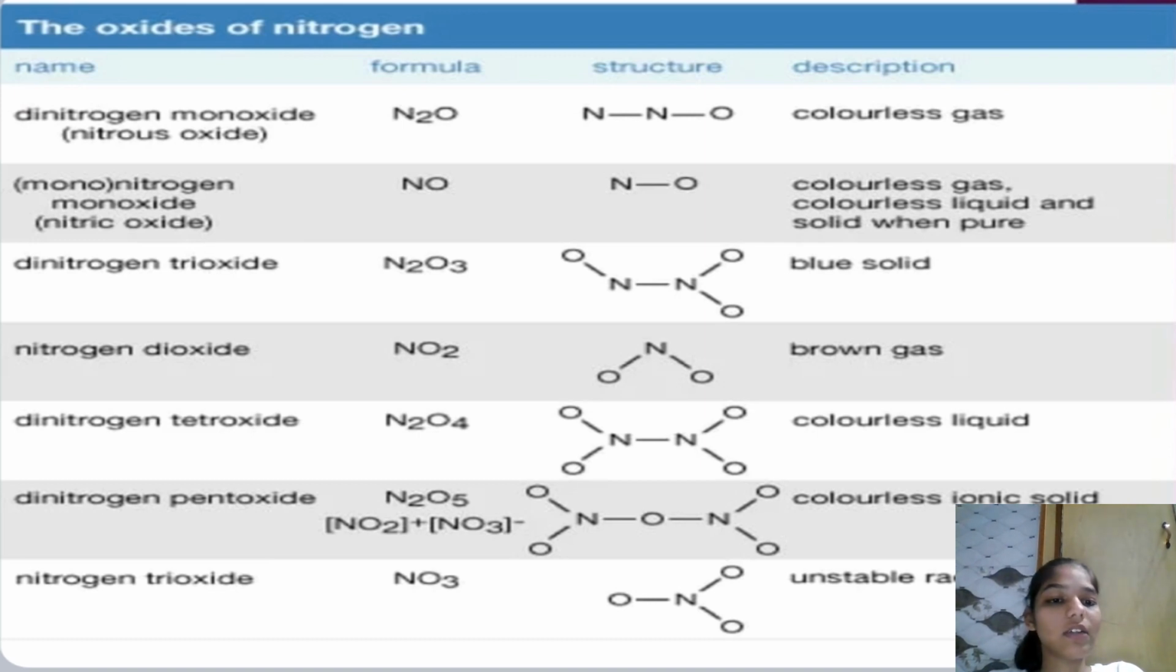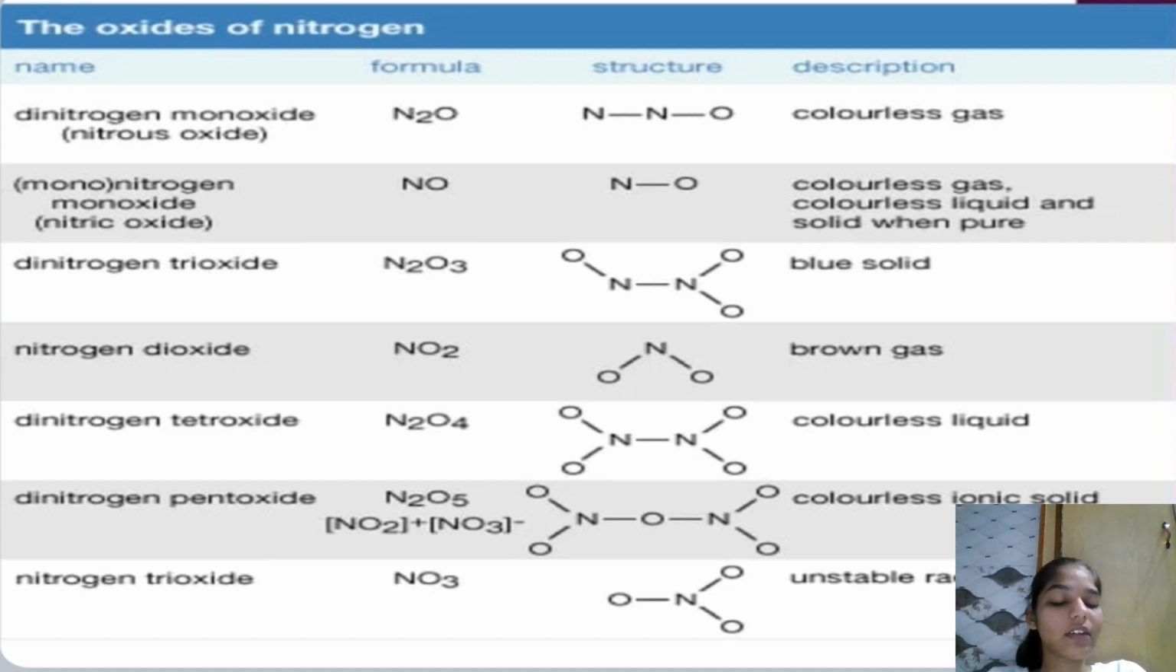First is nitrous oxide, which is also known as dinitrogen monoxide. Its formula is N2O. It is a colorless gas. Next is nitrogen monoxide, that is nitric oxide, NO. It is a colorless gas, colorless liquid and solid when pure. Next is dinitrogen trioxide, that is N2O3. It is a blue solid.